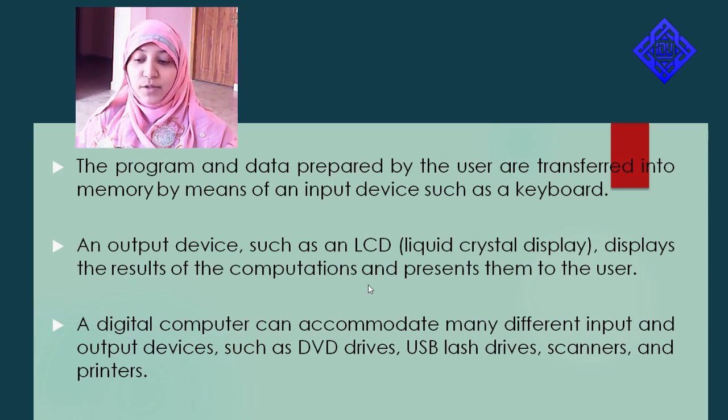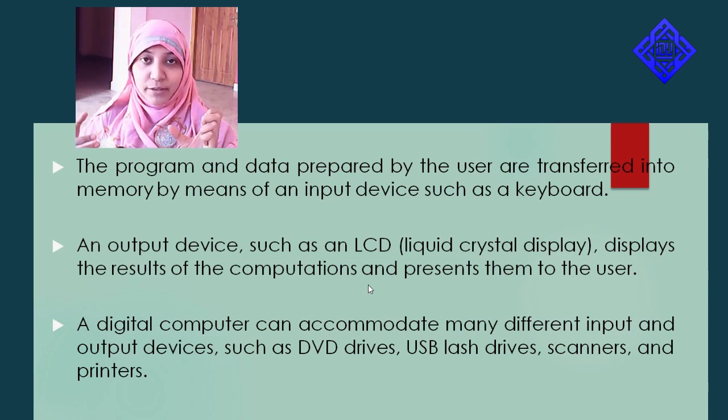A digital computer can accommodate many different input and output devices such as DVD drives, a USB flash drive, a scanner, a printer. We know that a DVD drive is where we can insert CDs and DVDs, from where data can be read, or where data can be put. Suppose I want to read some specific files written on the CD or the DVD, I can read it. For that we need a DVD drive attached to the digital computer.